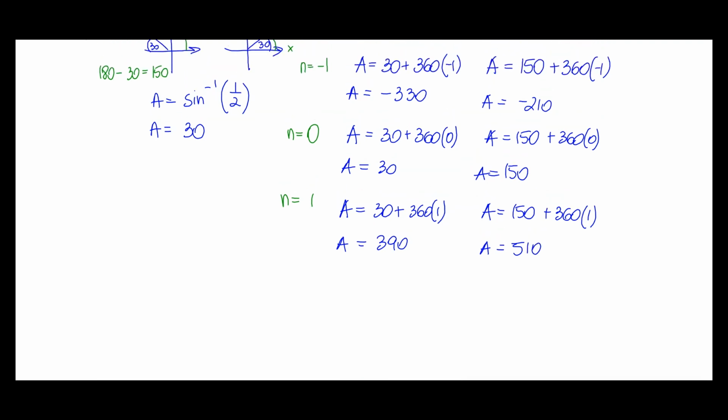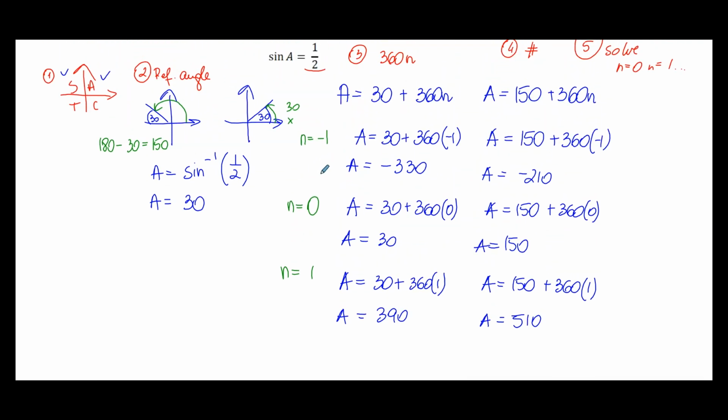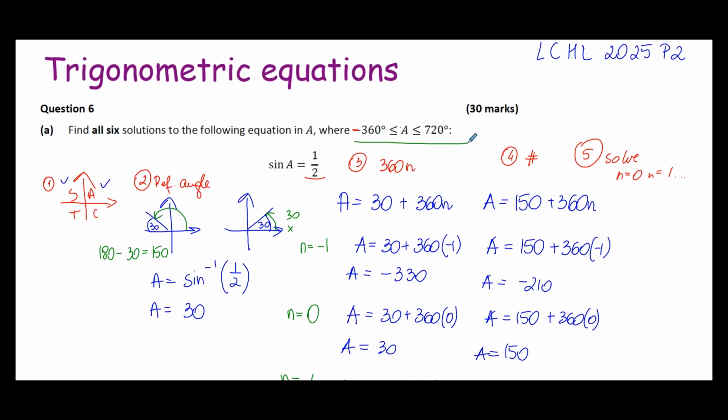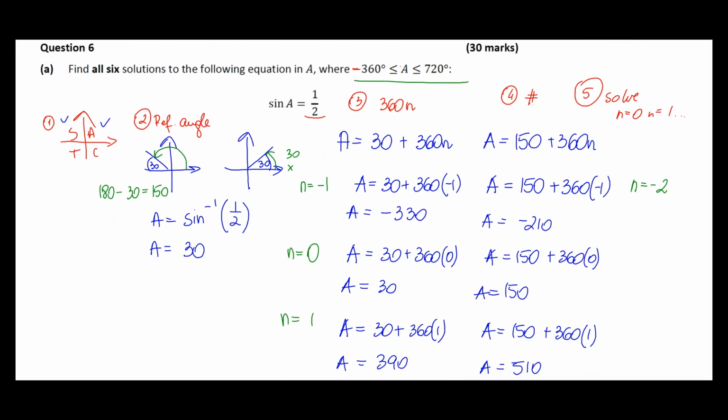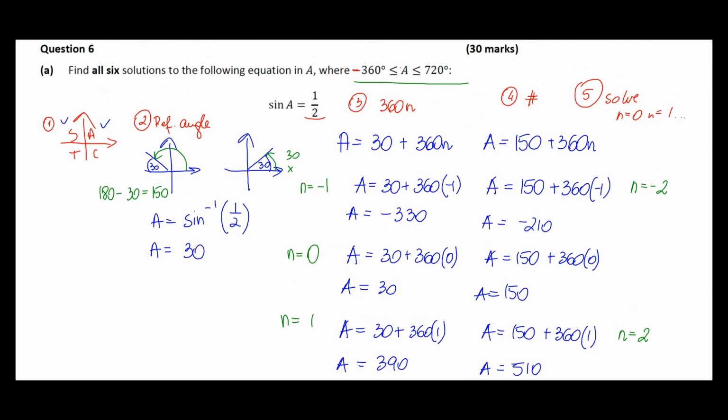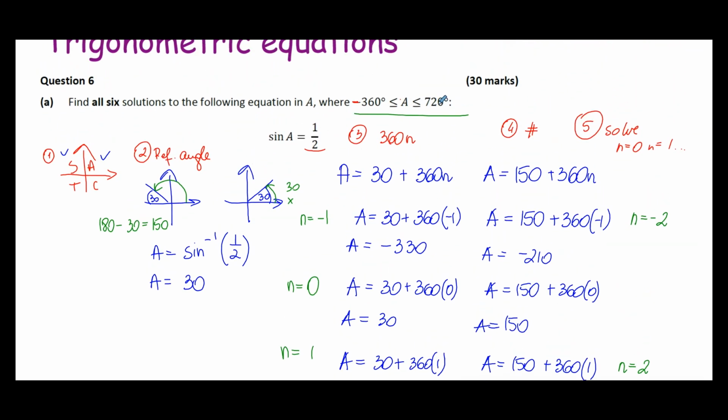Now, you may ask me, why is it -1, 0, and 1? Because that last part we are considering with the limits that are given to us. If I replace n with -2, I will cross the -360 mark. And if I go with n equal 2, I will cross over the 720 mark. But why are we doing those steps?